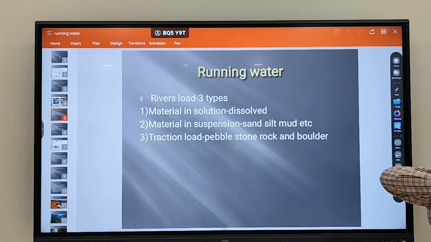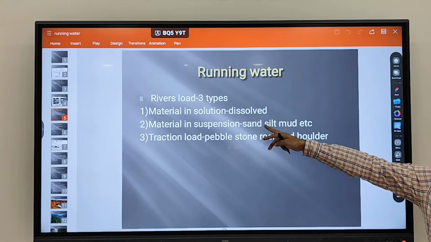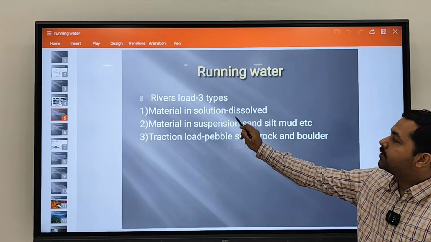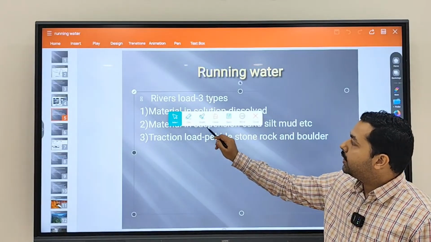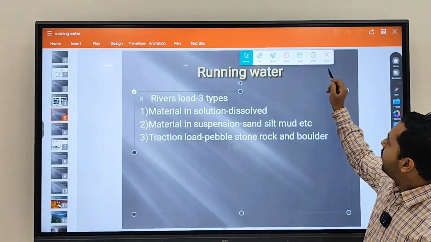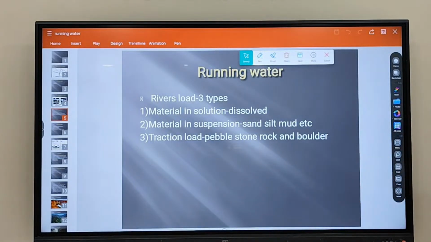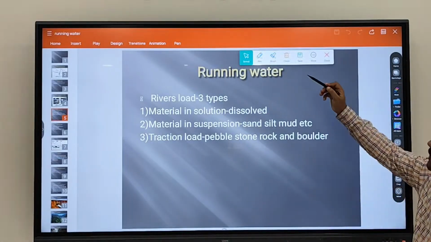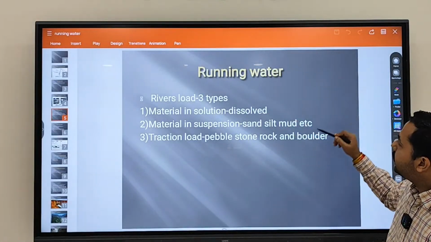Clear? So when water is moving down, it can carry different types of loads. We call it material in solution, material in suspension, and the last is what? Material that is bigger, pebbles, stones or rocks. So these are the things rivers can take up.